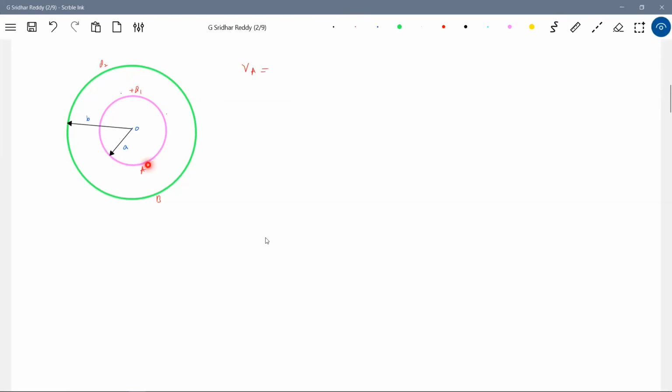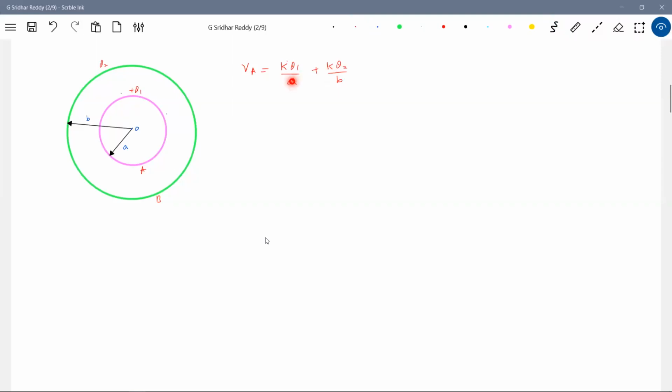First, I'll assume that only shell A is present and shell B, charge Q2, is not there. Then what is the potential at point A? It lies on the surface, so KQ1 by A. Then assume that shell A is not there and only shell B with charge Q2 is there. Where is the point? The point lies inside shell B. What is the potential here? The potential on the surface of shell B, KQ2 by B. Trying to follow?